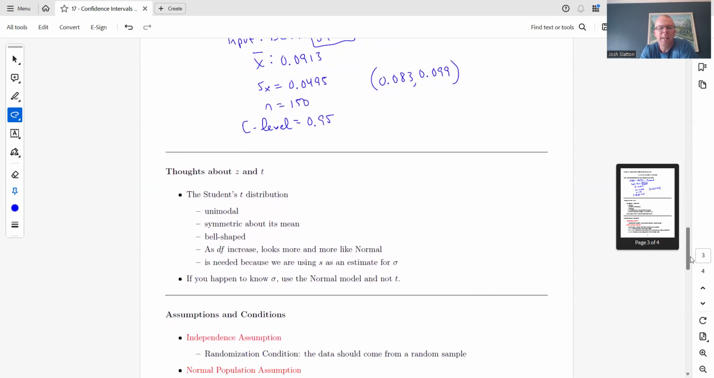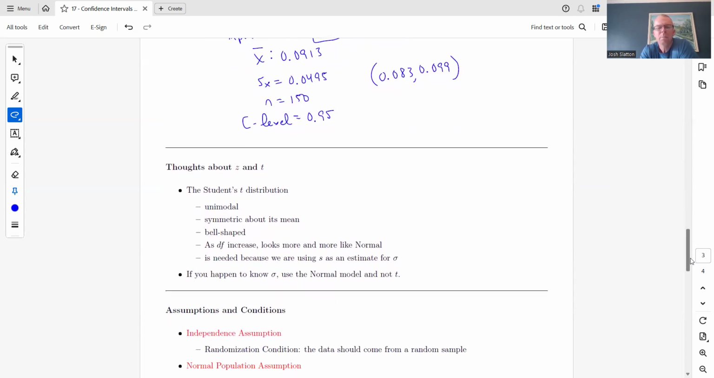So, thoughts about t and z, or z and t. So z, of course, is talking about the normal distribution. The student's t distribution is unimodal, it is symmetric about the mean, it is bell-shaped. In fact, if you just look at a t histogram, you would not know if it was a t histogram or a normal histogram unless it was stated. They look the same, basically. As degrees of freedom increase, it looks more and more normal. We could also say as sample size increases, because degrees of freedom is n-1. So as sample size increases, it looks more and more normal.